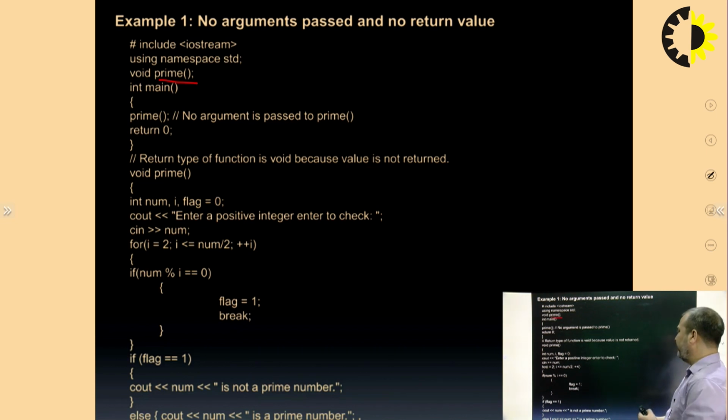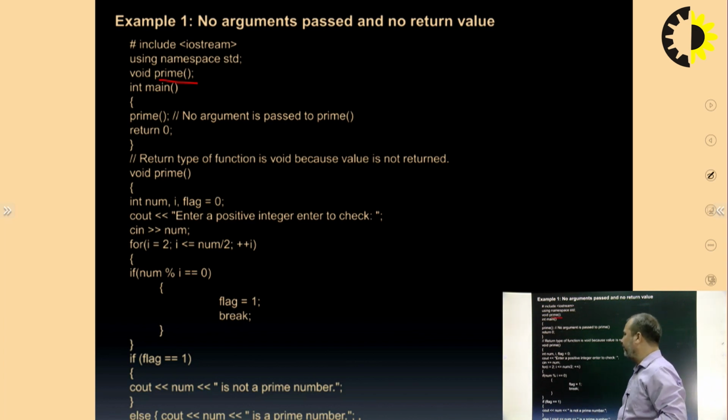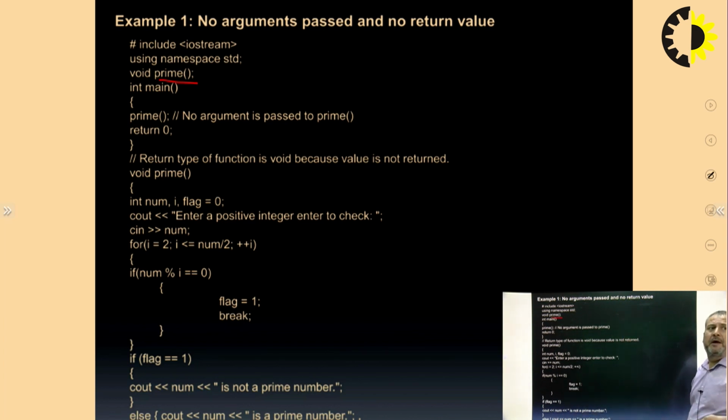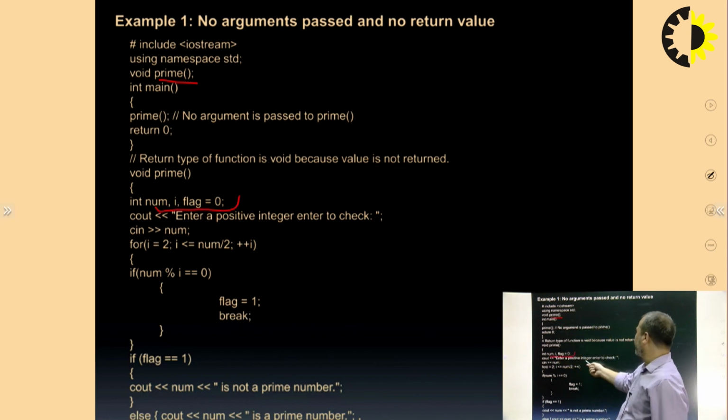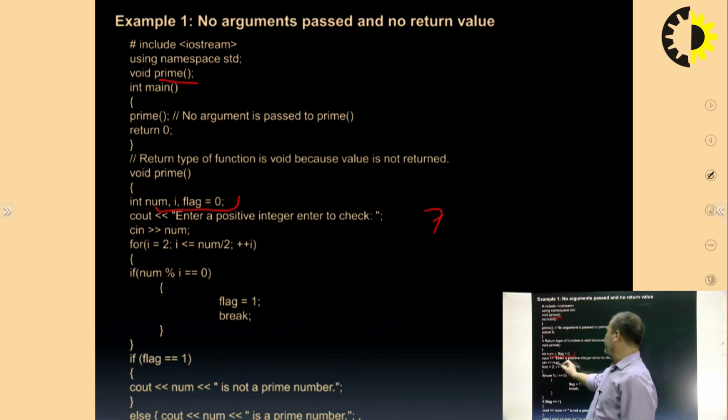For example, here this is a program which just checks whether the number is prime or not. This function has been called, its return type is void, so it does not return anything and takes no argument. So this function has no return and no argument. We are just considering the number which you are going to check whether it is prime or not. So enter a positive number. For example, if you have entered 7, any number you can enter, it will be stored in num.